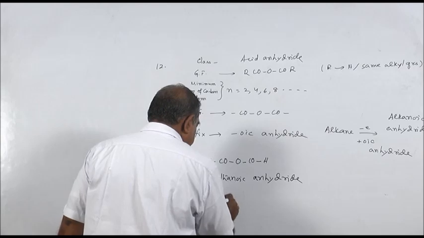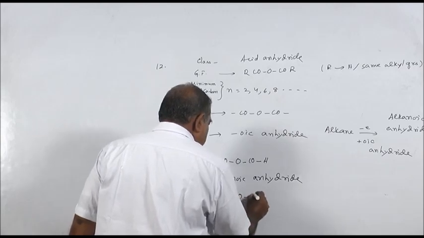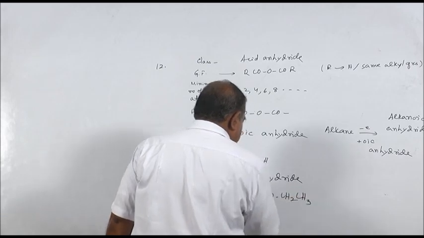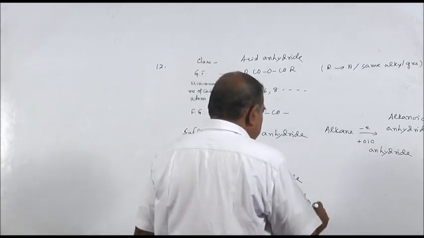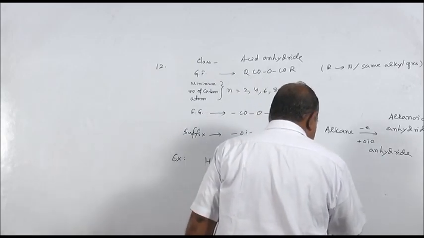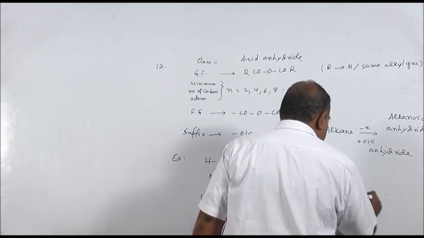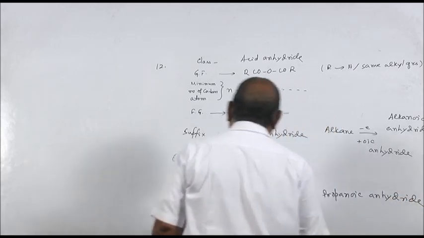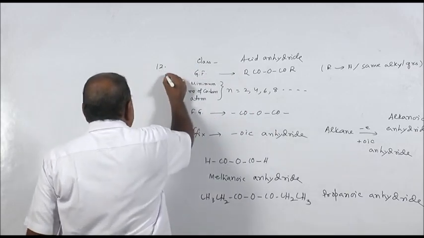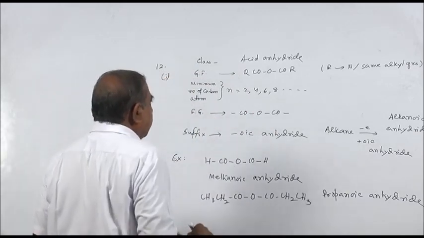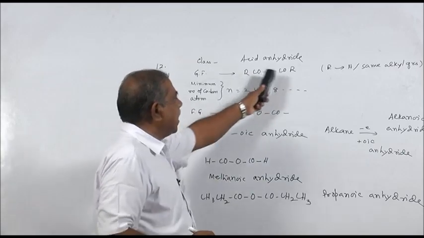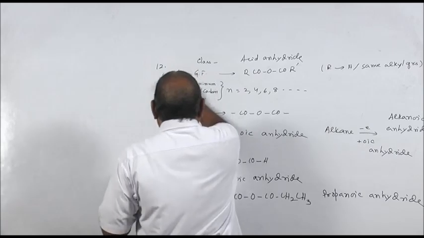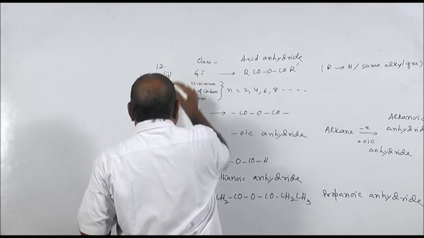Similarly, here also both sides contain 3 carbon atoms. The name is propanoic anhydride. This you can call type 1, where the two alkyl groups are the same. In the second category, the two alkyl groups may be different.